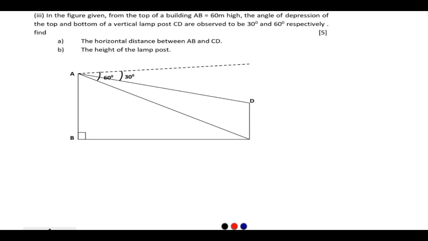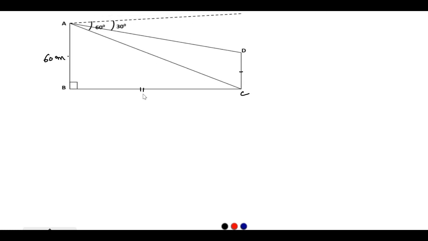Third part, last part of compulsory section. In the figure given below, from the top of a building AB 60 meter high, the angle of depression of the top and bottom of a vertical lamp post CD are observed to be 30 and 60 degree respectively. Find the horizontal distance between AB and CD. We have to find BC and the height of the lamp post CD. The distance BC is x and CD is h.